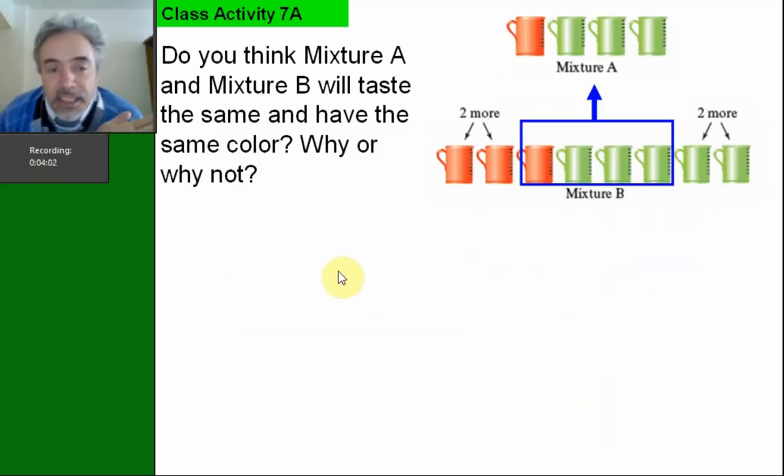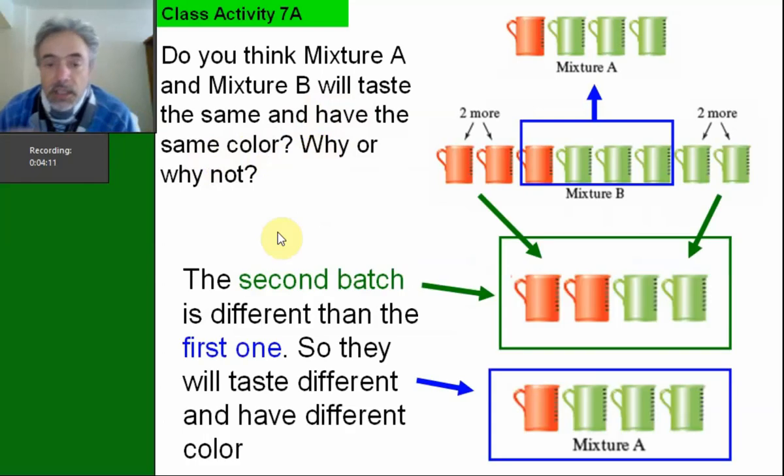Now it's very easy to answer this question, right? Do you think that mixture A and mixture B will have the same taste and color? The answer is obviously no, right? Because the second batch is different from the first one. For example, the first batch is 1 red cup and 3 green cups, but the second batch is 2 red cups and 2 green cups. So they are different. They are actually changing the color and the taste of the juice by adding a second batch that is different from the first one.